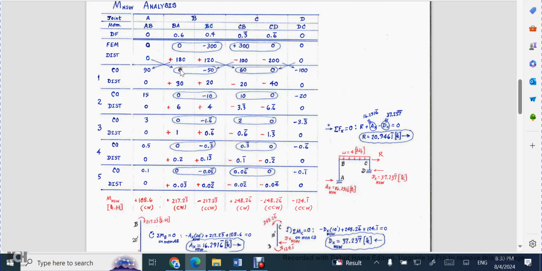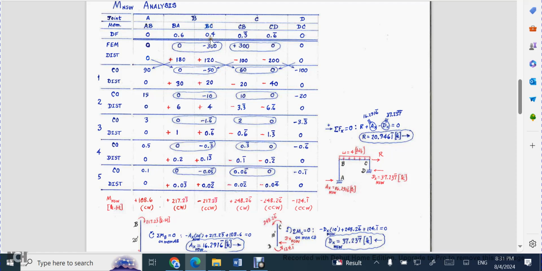And then I've encircled the joint imbalance of moments once again. And we go through this process one more time. So then I distribute. How do I distribute? I take that minus 50, I unlock the joint, I impose a positive 50, and I distribute in accordance to these factors. So 6/10 of a positive 50 is that 30.